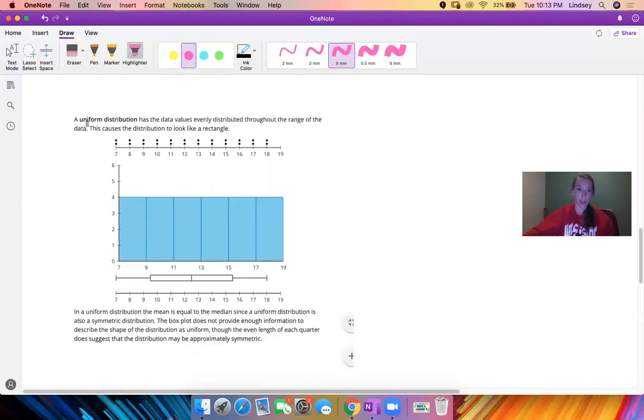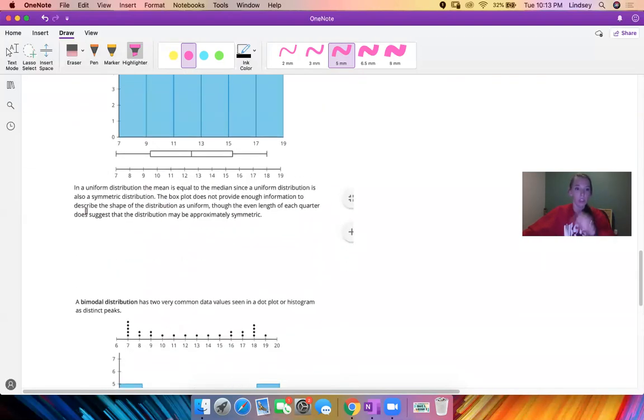Next, we talked about a uniform distribution. The data values are evenly distributed throughout the range of the data. This causes it to look like a rectangle. In a uniform distribution, the mean is equal to the median, since the uniform distribution is also symmetrical. The box plot does not provide enough information to describe the shape of the distribution as uniform, even though the length of each quarter does suggest that it is.